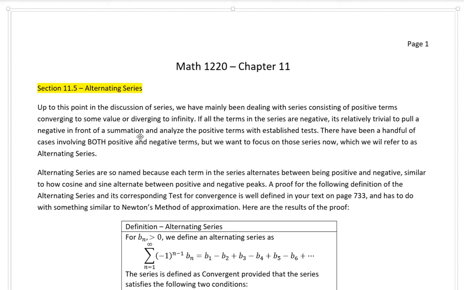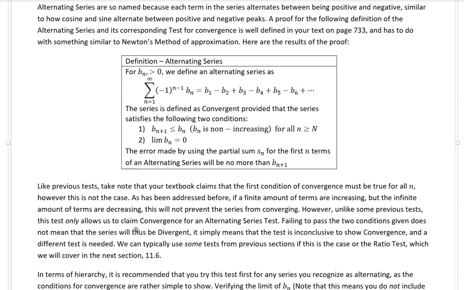Now, there's a proof for the alternating series on page 733 of your textbook, if you're so interested. It kind of has to do with Newton's method of approximation, where you keep cutting closer and closer to its overall value, and that basically is what happens with alternating series, because we'll increase, but we'll decrease by less, and then we'll increase by less and decrease by less, and our goal is that we should be narrowing in on some place. But I have the results summarized here for alternating series, and this is everything you're going to need to know about it.